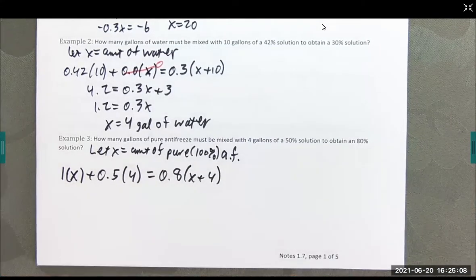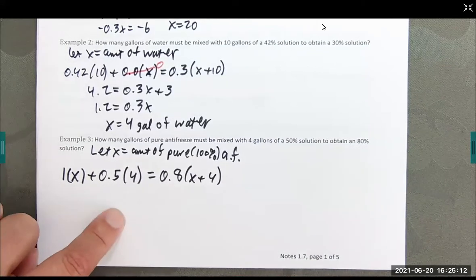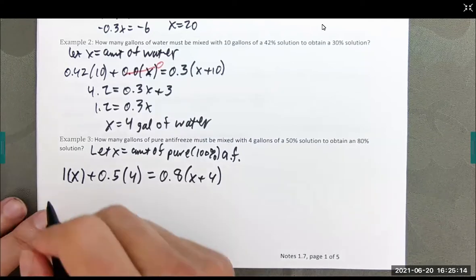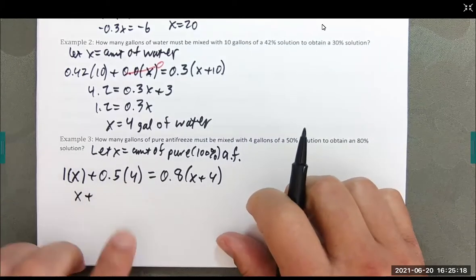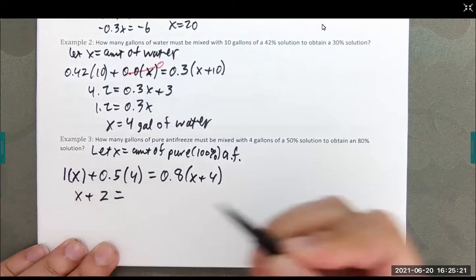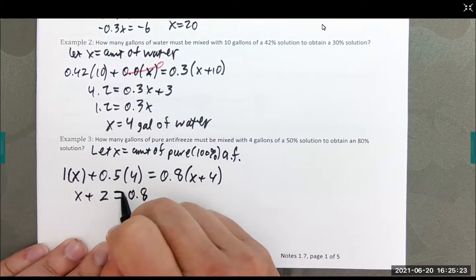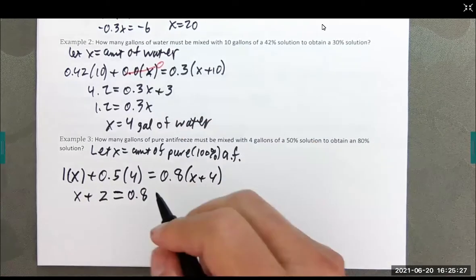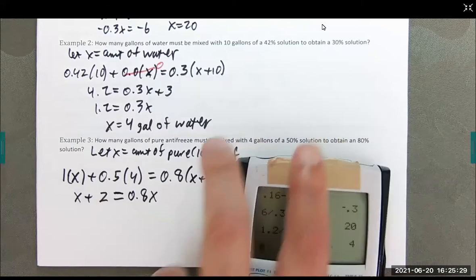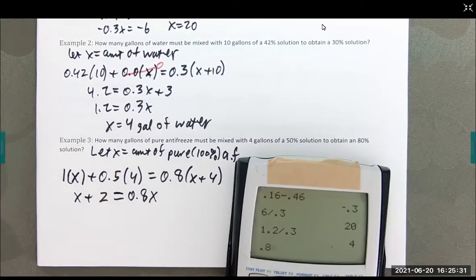There's our equation. So this was bringing the percent down. This is what's bringing the percent up. So x plus, now 0.5 times 4, that's literally 1/2 of 4. It's 2. And 0.8 times 4, I believe, is 3.2. So 0.8 times 4, 3.2.